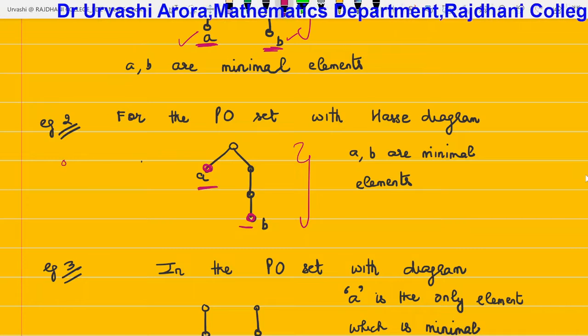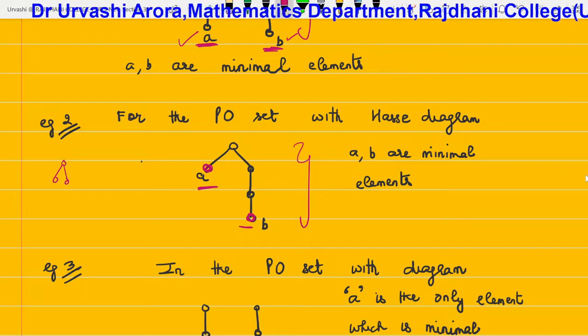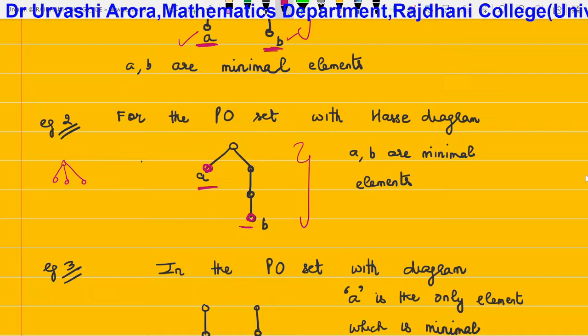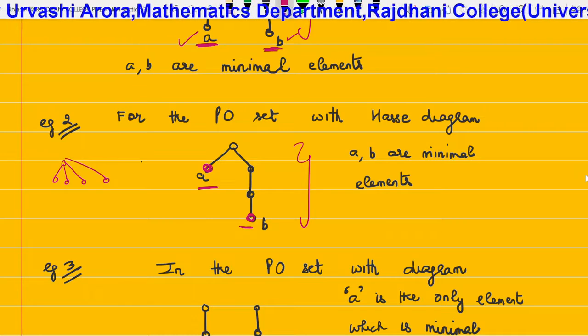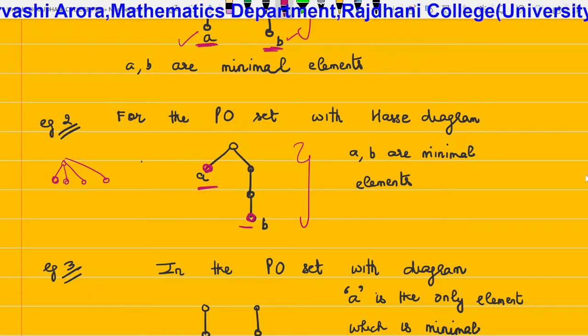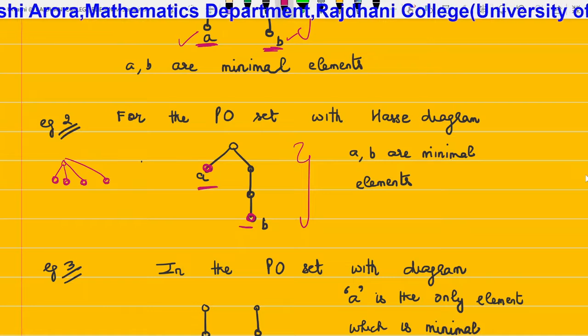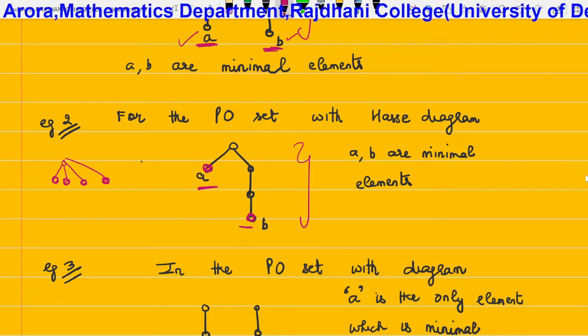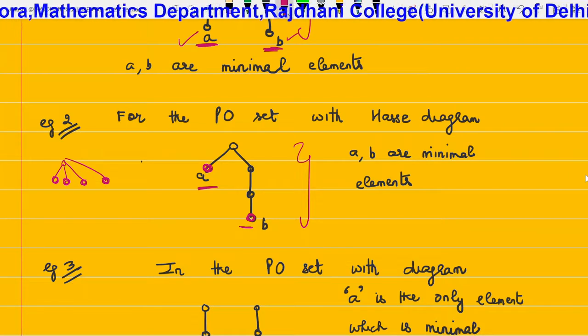You can have a PO set with three minimal elements if the Hasse diagram looks somewhat like this, or if the Hasse diagram looks like this, then these are the four minimal elements. So we can have a PO set with any number of minimal elements.